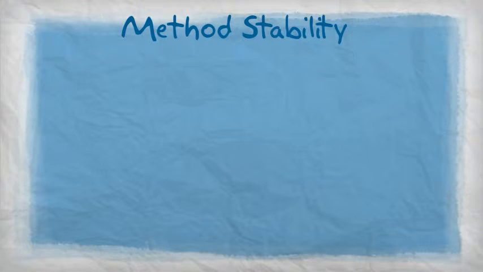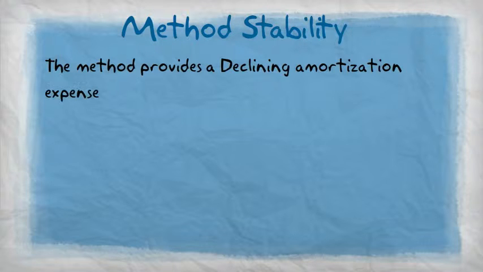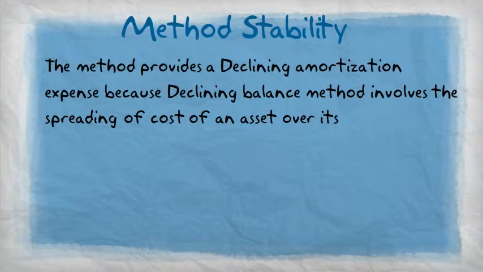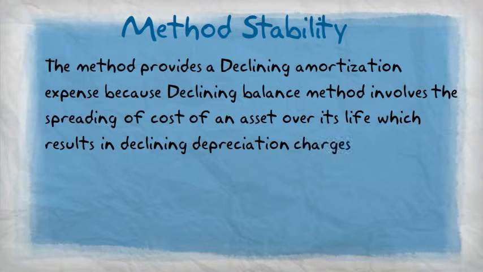Method stability. The method provides declining amortization expense because the declining balance method involves the spreading of the cost of an asset over its life, which results in declining depreciation charges each successive period.